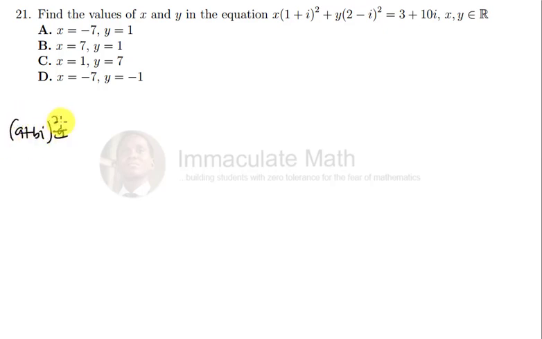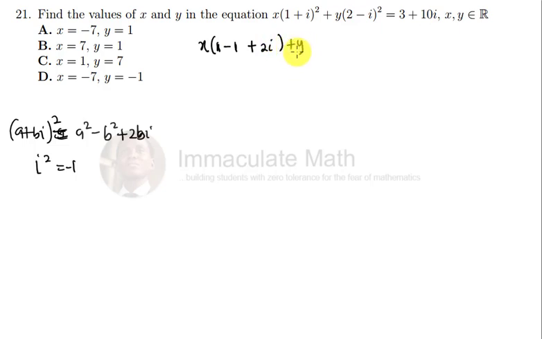this is going to give you a² − b² + 2abi. So that means your i² itself is −1. By the time you are squaring i, it's going to give you −1. So what we are going to have is x(...). If we expand what is inside this bracket, we are going to have 1 − 1 + 2i, because i² is −1, that's why we have this to be −1.